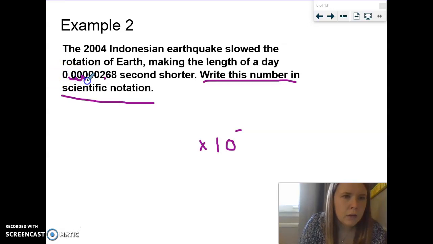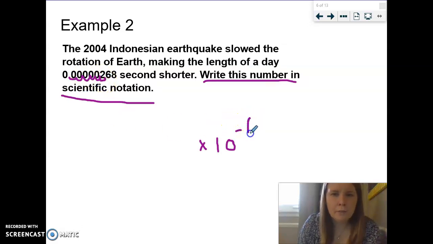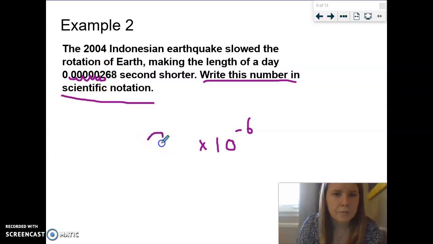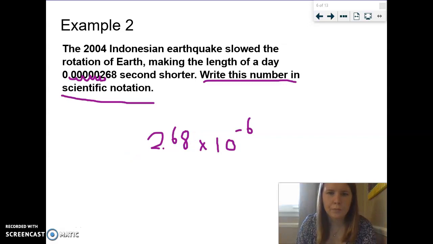1, 2, 3, 4, 5, 6. I just want to double check again, make sure I get that right. So 1, 2, 3, 4, 5, 6. So it took me 6 times, so I'm going to have a negative 6 as my exponent. And then right where my decimal is, I deleted all those zeros in the front. So now I'm going to have 2.68, and this is this number written in scientific notation.